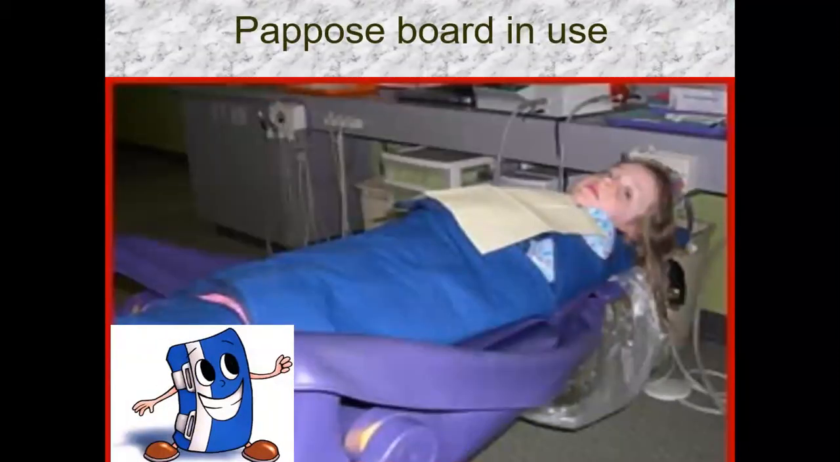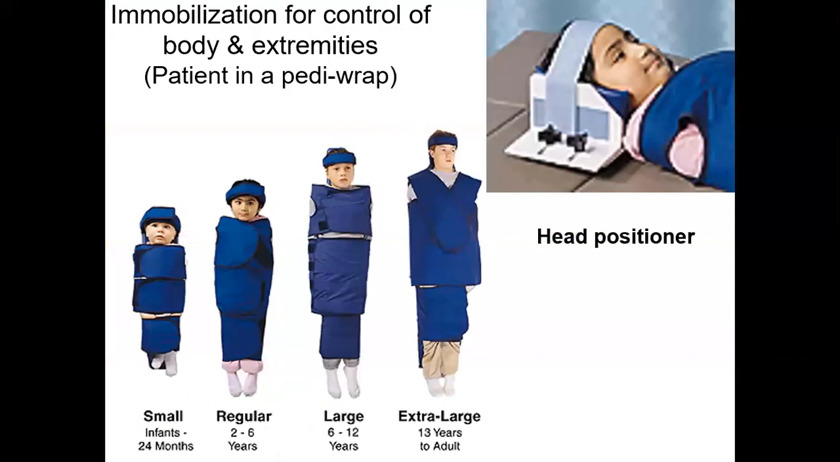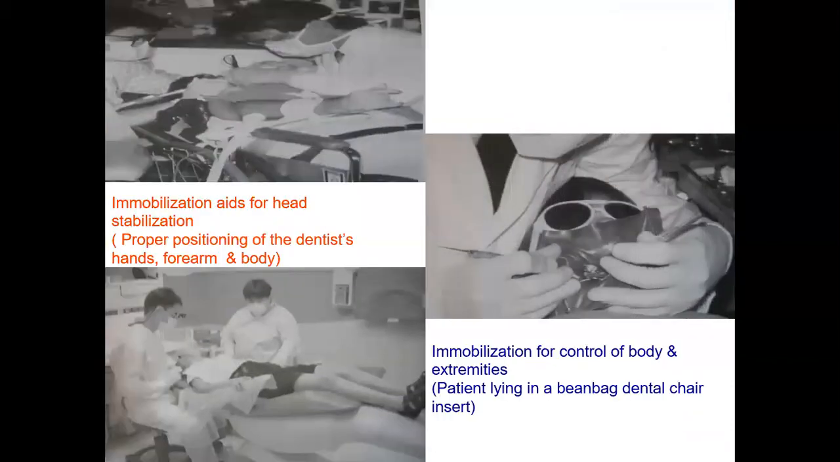This is a papoose board, where the child has no other go. Her head is only out and she has to open her mouth and sit. There are different types. Papoose board with a head strap. You can get it in different sizes. So this is the immobilization aid for the head positioner.